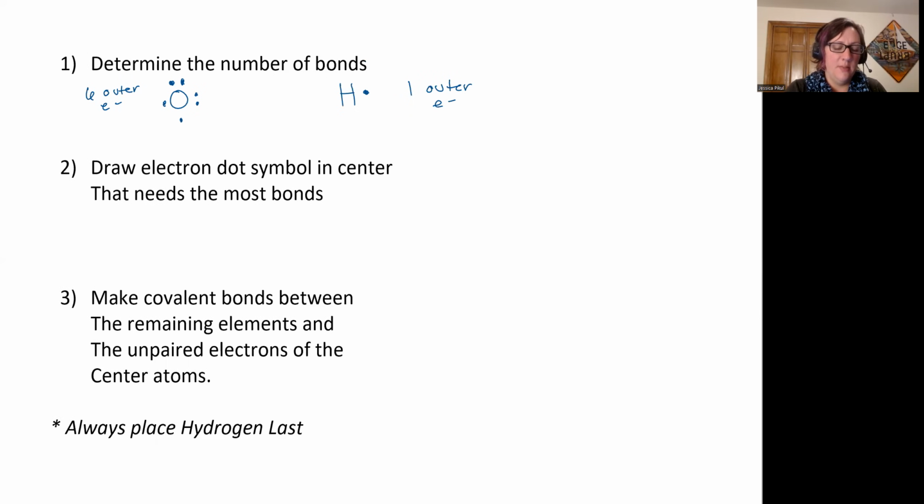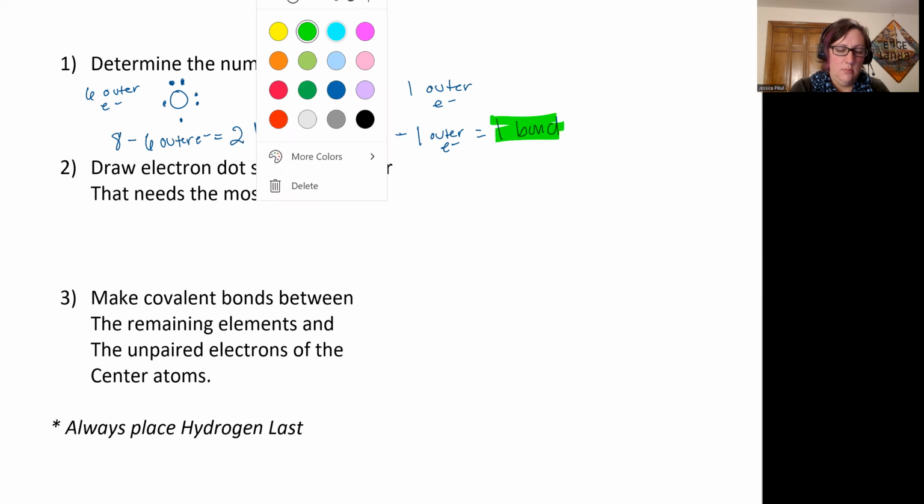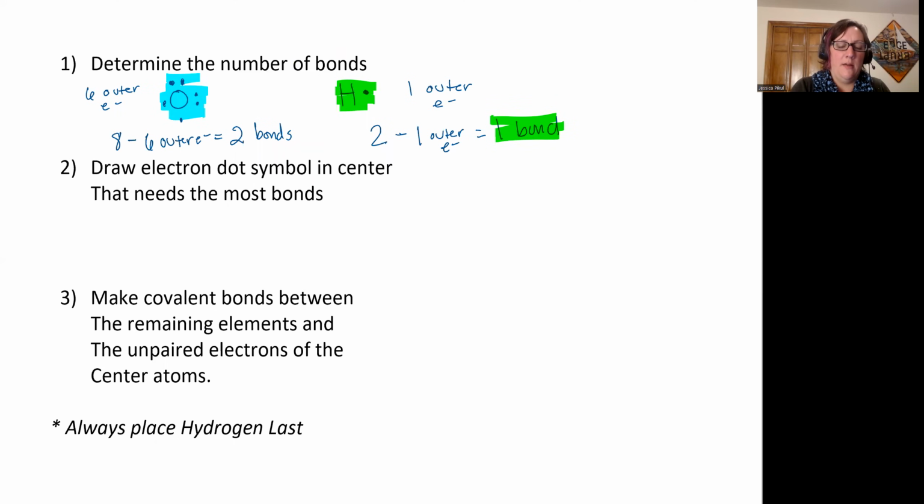To determine the number of bonds, I'm going to do 8 minus 6 outer electrons for my oxygen atom. That's going to give me 2. So I expect 2 bonds for my oxygen. Hydrogen doesn't follow the octet rule, right? It has the duet rule. So I'm going to think of it as my goal is 2 instead of 8. I'm going to subtract the 1 outer electron it has, which will equal 1 bond. All right. So my hydrogen, I expect to have 1 bond. And my oxygen, I expect to have 2 bonds.